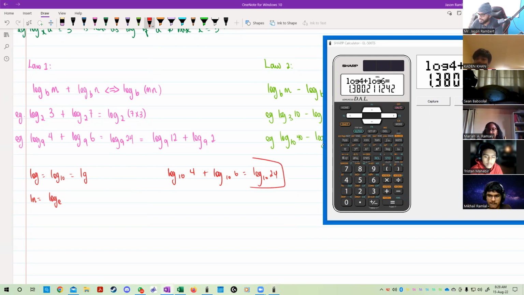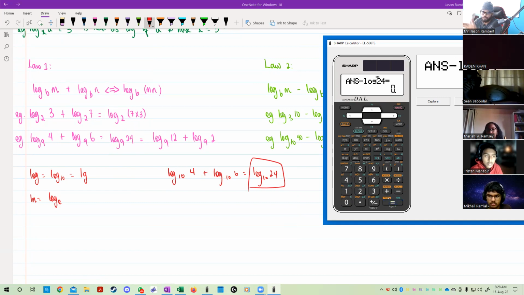I'm expecting this to be the same number, so if I take it away, I suppose I get 0, correct? If it is the same number. If I take away log of 24, I suppose to get 0. I get 0, which means this is correct.